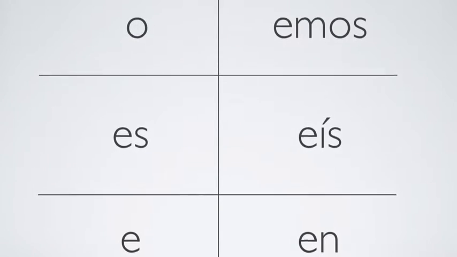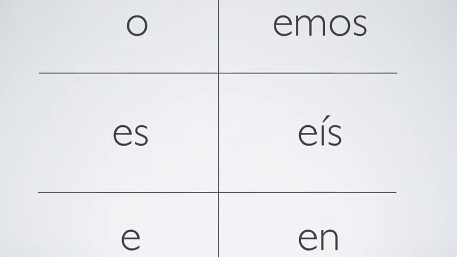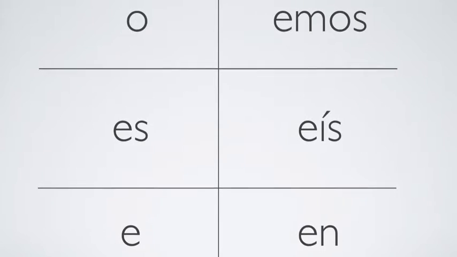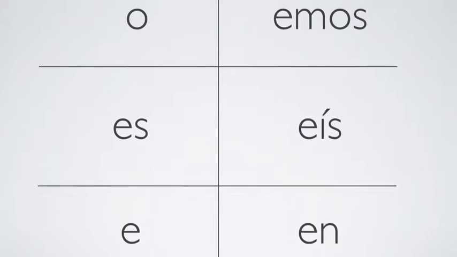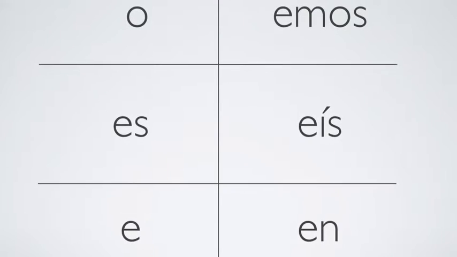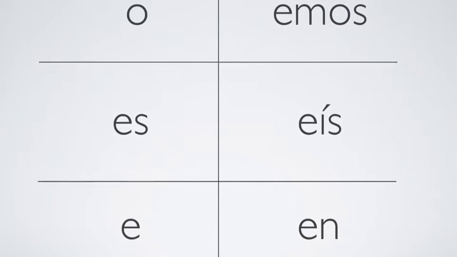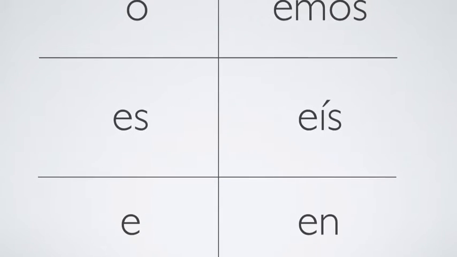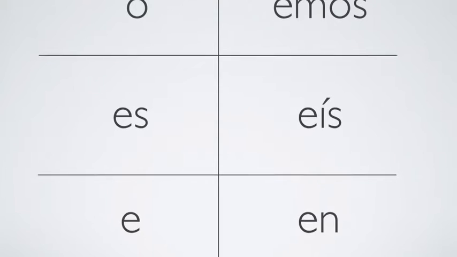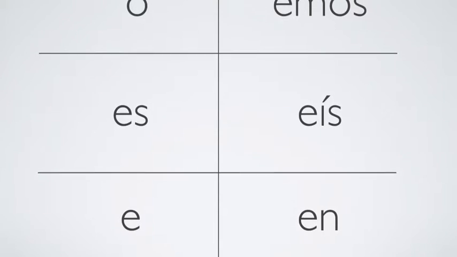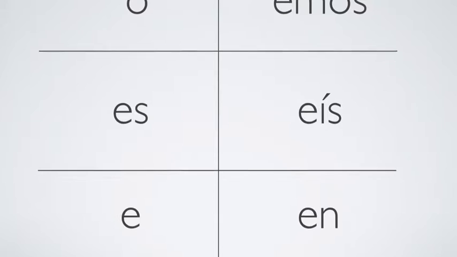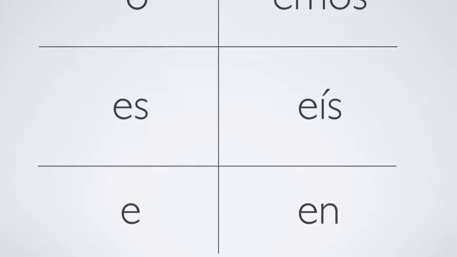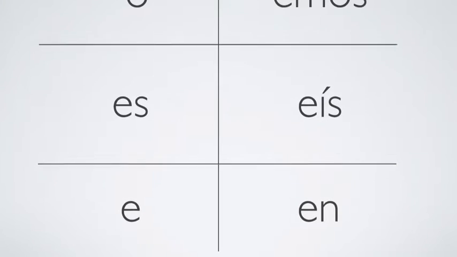Notice that the yo form is the same as in an AR verb. The tú form is just replaced with an e instead of an a. The same is true with the él, ella, and usted form. The same is also true with the vosotros, vosotras, and nosotros, nosotras forms. The same is true with the ellos, ellas, and ustedes form. This is true for every form except for the yo form, in which it stays the same.